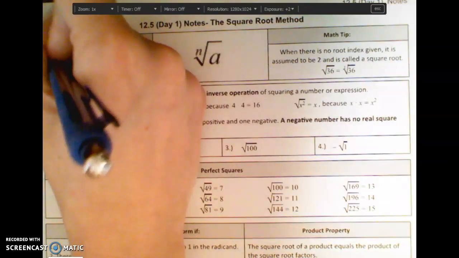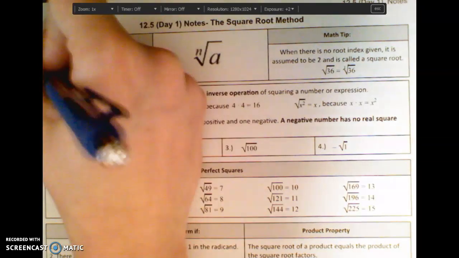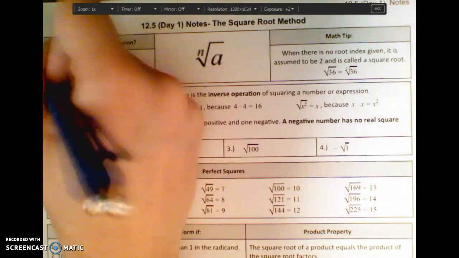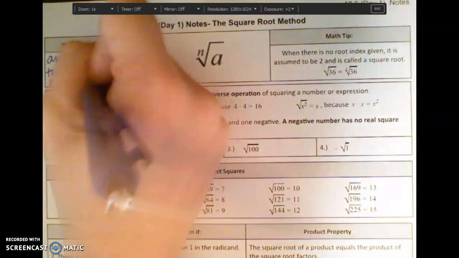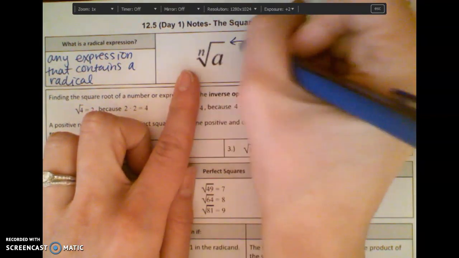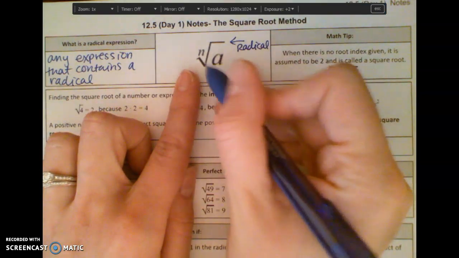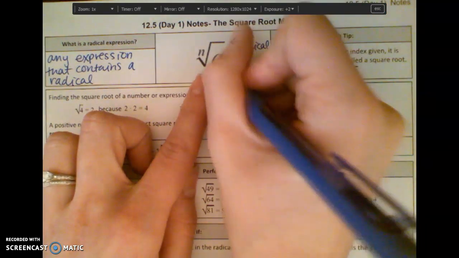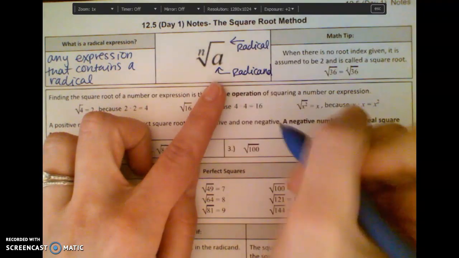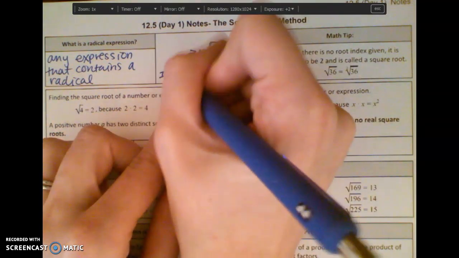It is any expression that contains a radical. Any expression that contains this symbol. So this is a radical. Anything inside of that radical, in this case it's just a, everything inside is called the radicand. And then this number here, n, is called the index.